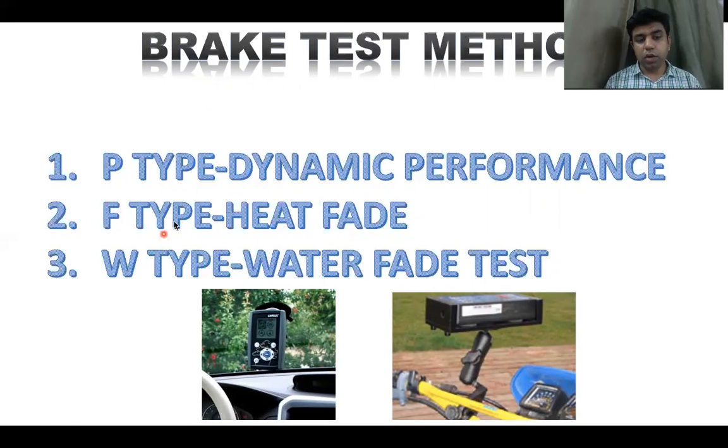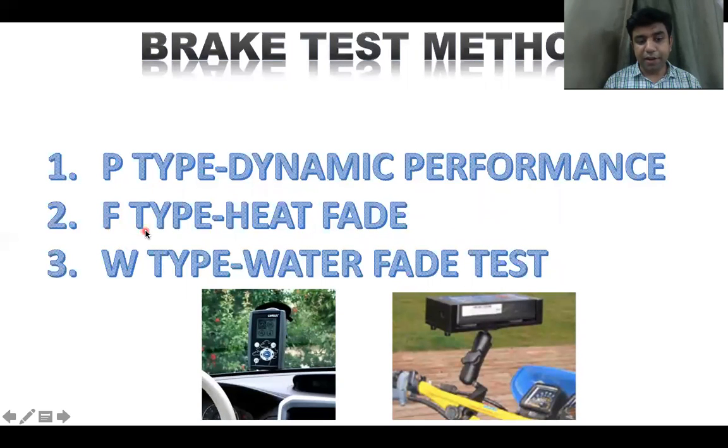Okay, so let us understand how the P-type test is performed. In the P-type test, we drive the vehicle at a specific speed. Then we suddenly apply the brake, but the braking must be continuous. We do not need to stop in between. Gradually we apply the brake, but it must be continuous. Then we note the reading on the decelerometer. That reading is taken as the P type test reading.